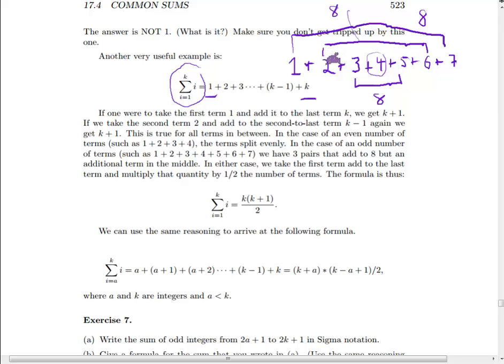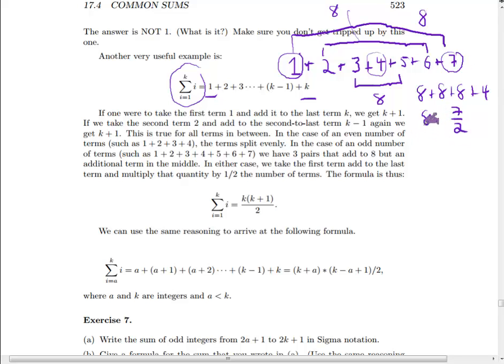Now, of course, we can add these terms in any order we want. So we actually have 8 plus 8 plus 8 plus 4. So it's equal to 8 times 3.5, which is 8 times 7 halves. Now, where did this 8 come from? Well, 8 was the first plus the last. Where did this 7 halves come from? Well, that's half the number of total terms. We have 7 terms total, and 7 halves is half that number.